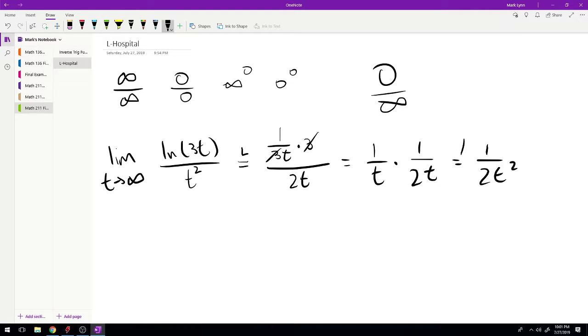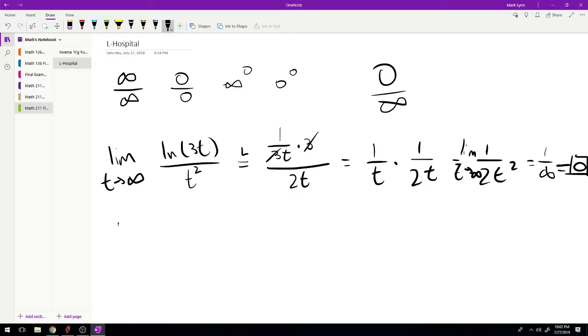Now remember, we're taking the limit of this as t goes to infinity. So we get 1 over infinity, which would go to 0. So that would be the answer for our first one. And that's a pretty standard L'Hopital problem. This next one, though, will be a little bit harder.